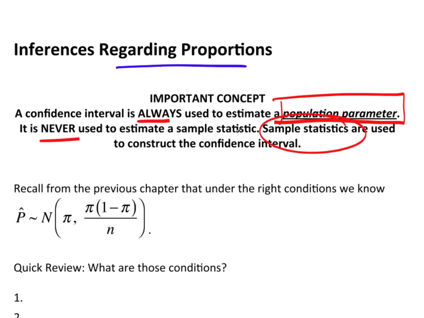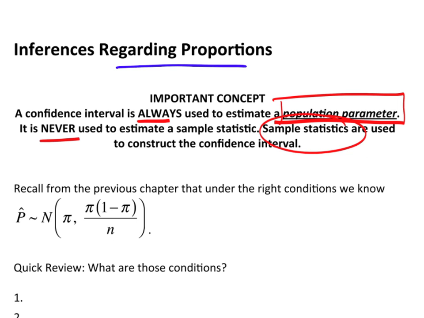Why would you ever want to estimate a sample statistic? You know what it is. You just calculated it from the sample data. It's a population parameter that you don't know. That's what you're trying to figure out. So a confidence interval is always about estimating the population parameter, and the way we estimate it is based on the sample statistics. Now, recall from the previous chapter that under the right conditions, we know that p hat, the sample proportions, are distributed normal with a mean of pi and a variance of pi(1 minus pi)/n.